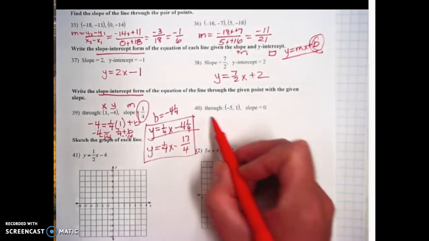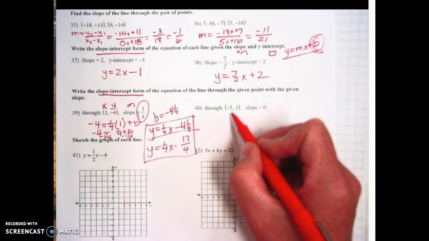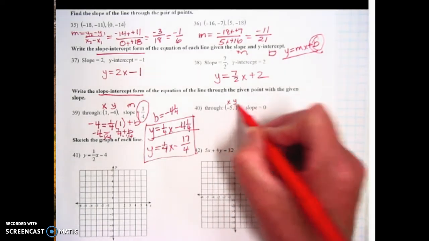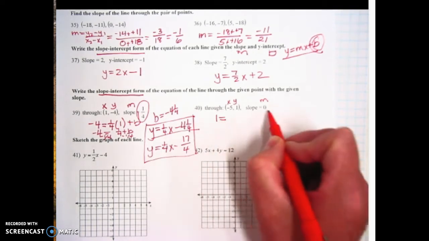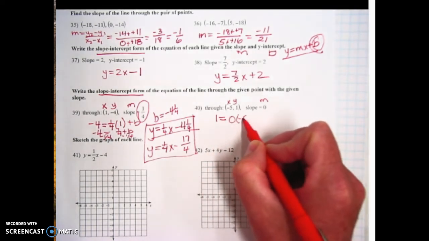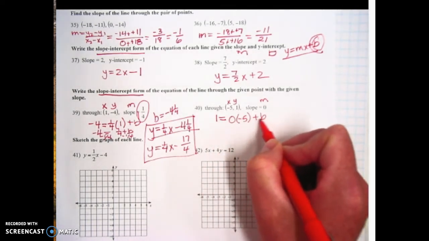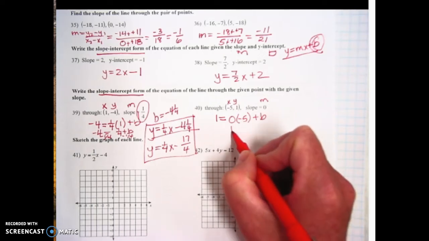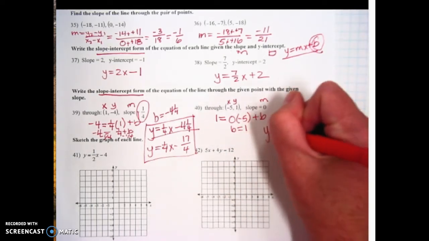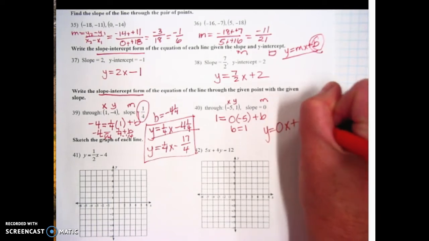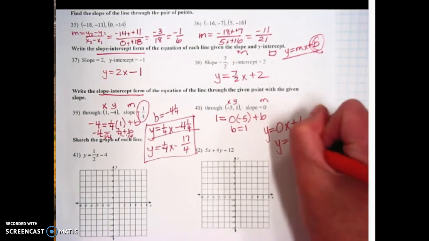All right. Number 40. So we're going to plug this in for x, this in for y, and 0 in for m. So we're going to have 1 is equal to 0 times negative 5 plus b. Anything times 0 is 0, so our b in this case is just 1. Our m is 0, so we have y equals 0x plus 1. Or you can just write y equals 1.